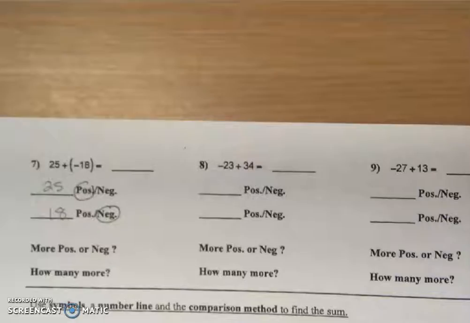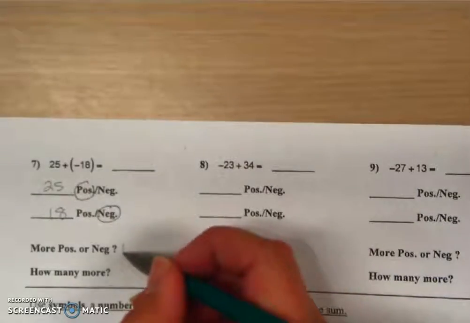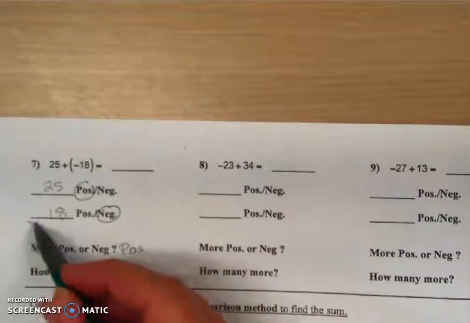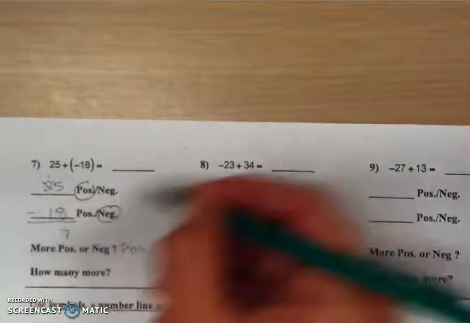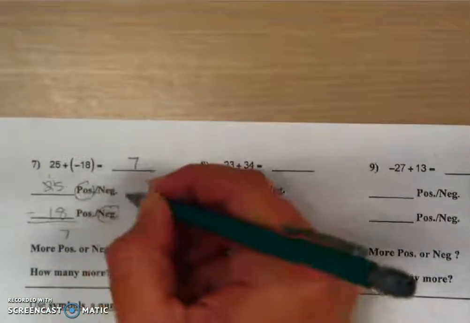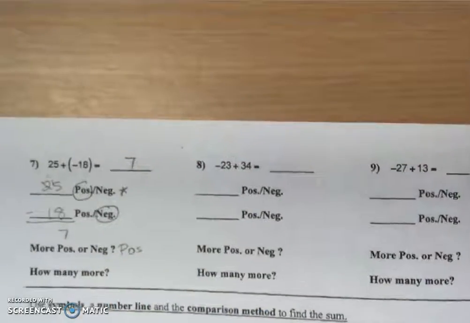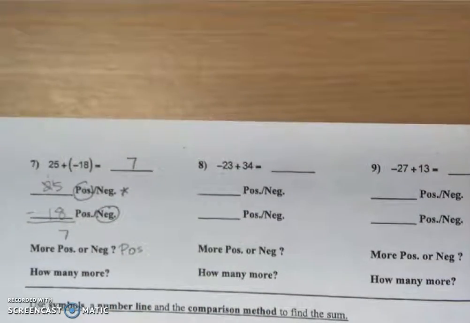And I do. I have more positives, and so since these are different signs, they end up canceling out, so we end up subtracting, and if you need to do that, you can, but that means we would have 7 positives left over because we had more positives than negatives.